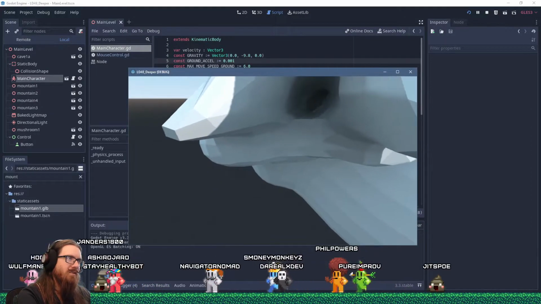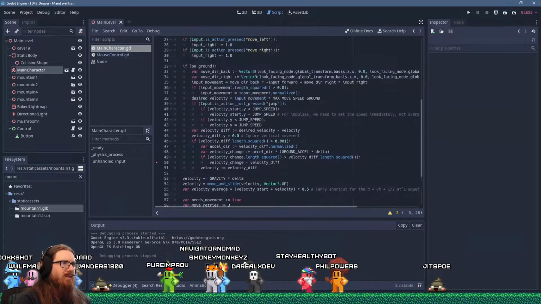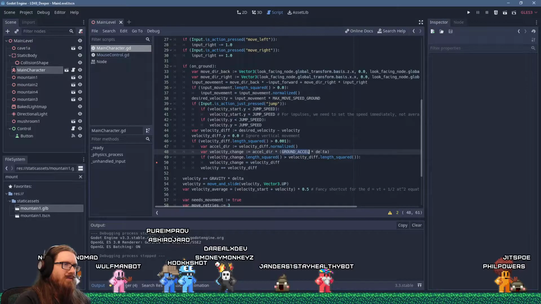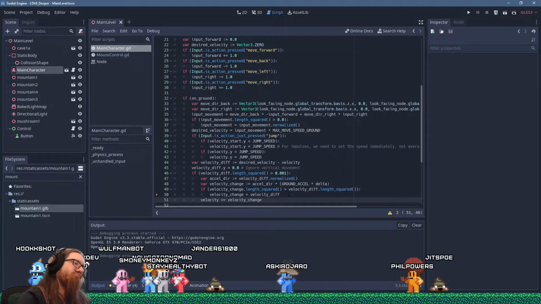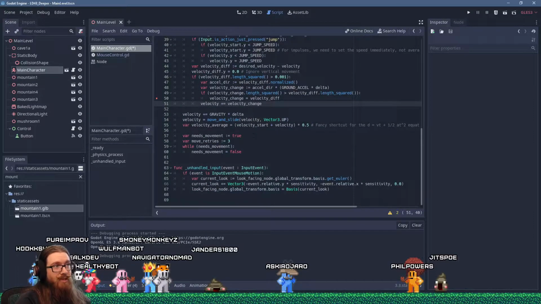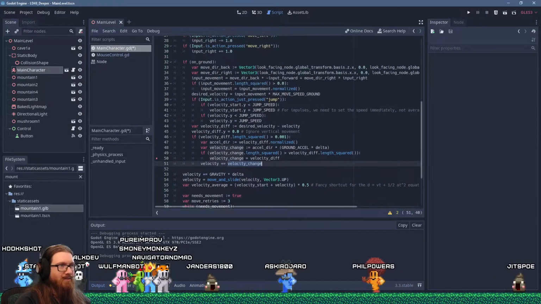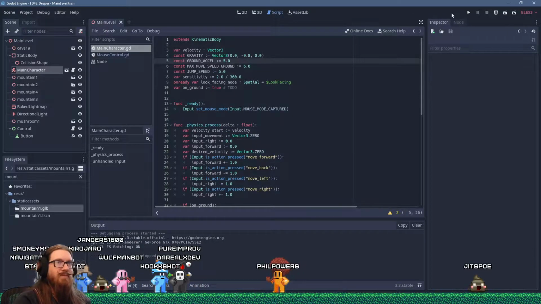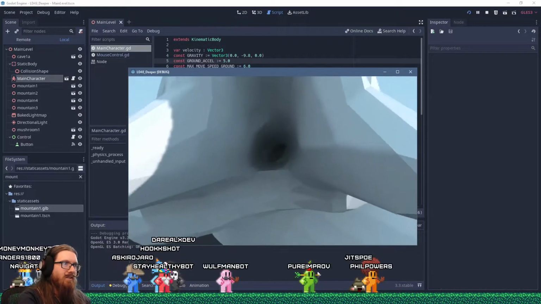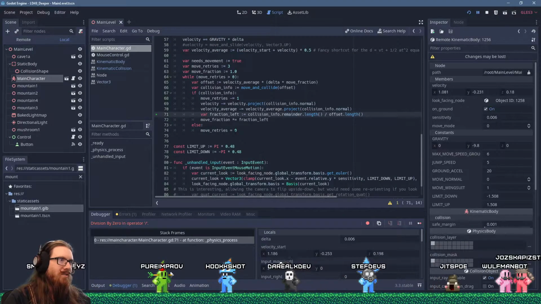It's behaving like there's no accel. What the heck am I doing wrong here? Accel direction times ground accel times delta. Boy, everything about that line was wrong. Should have been velocity plus equals velocity change. Let's put a more reasonable accel on here and see if that works. Okay, there we go. Divide by 0.